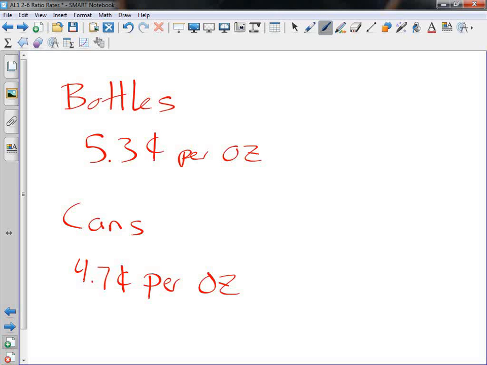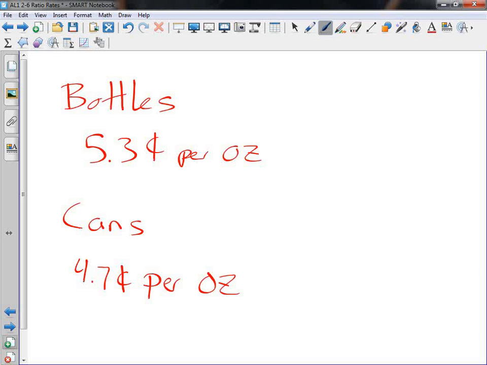But what we're looking at is, if it tells me 4.7 cents per ounce, that tells me for every ounce I buy, I'm paying 4.7 cents. It doesn't matter how big or small the bottles are. It's just telling me how much each ounce costs. I might be buying more soda, but the soda is cheaper per ounce. Does that make sense to everybody?